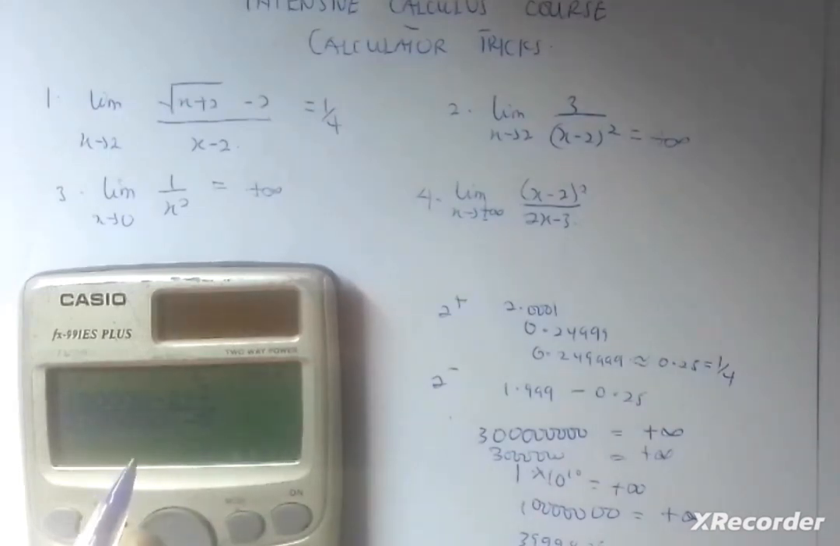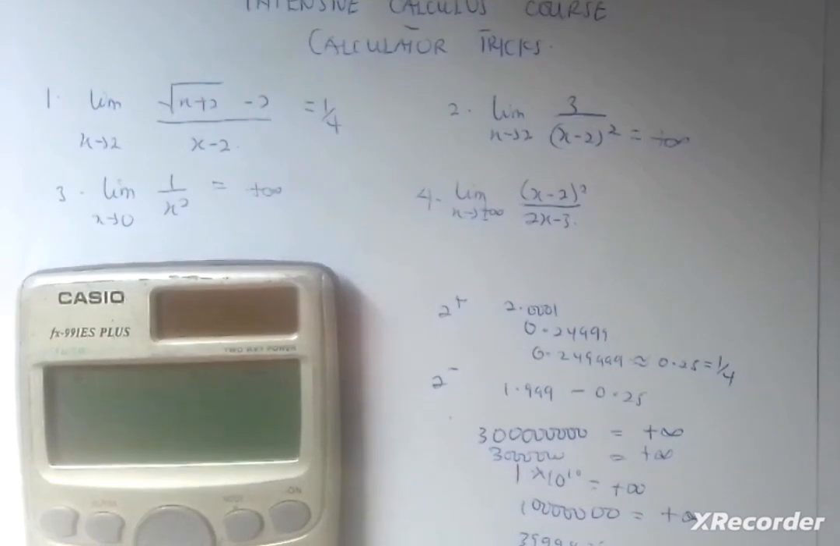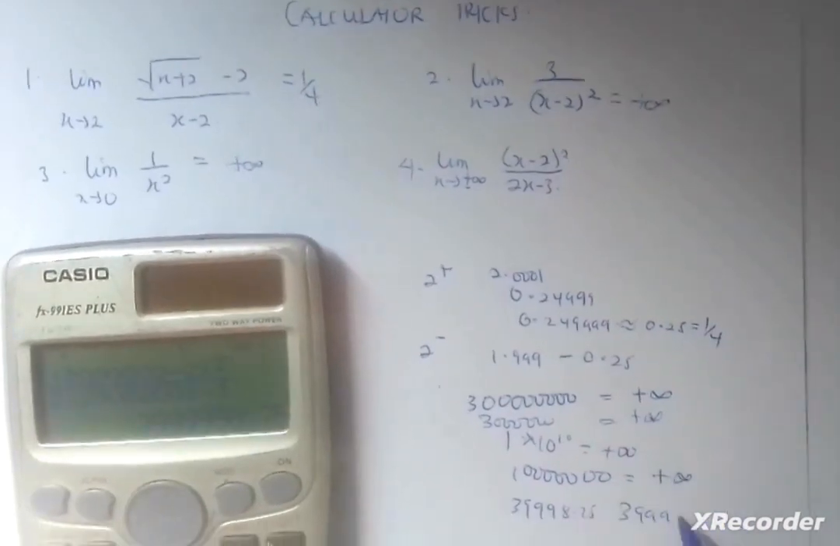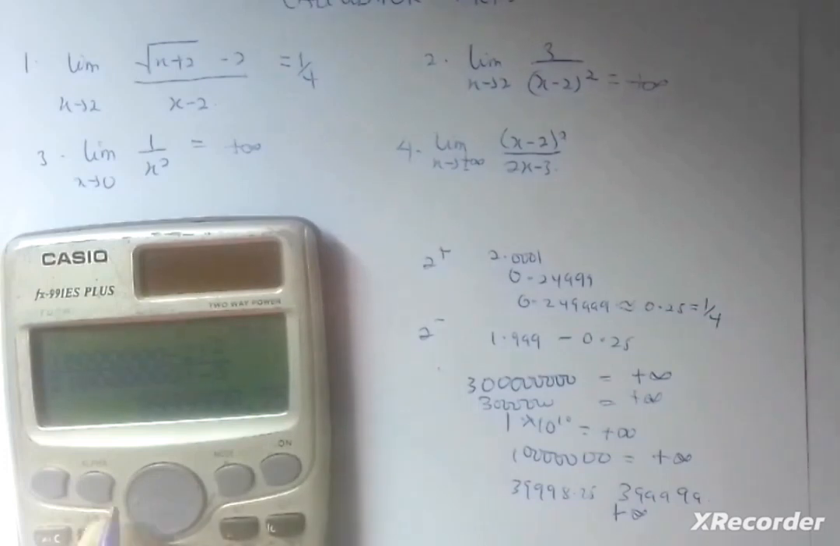Let's add more zeros to it and see the effect. Let's add 2 extra zeros to it, and see if it's going to still increase. So I'm going to get a huge number, 39999. So this is positive infinity. Then I go again for the left side, that is negative infinity.